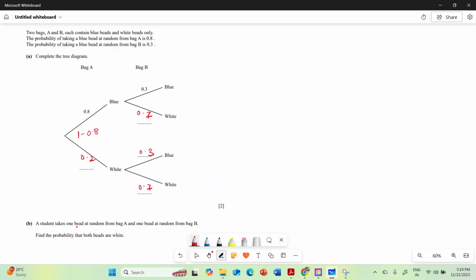A student takes one bead at random from bag A and one bead from bag B. Both are white. Probability white from A multiplied by probability white from B. So white from A is 0.2, multiplied by 0.7. So here your answer is 0.14 and this is the final answer.